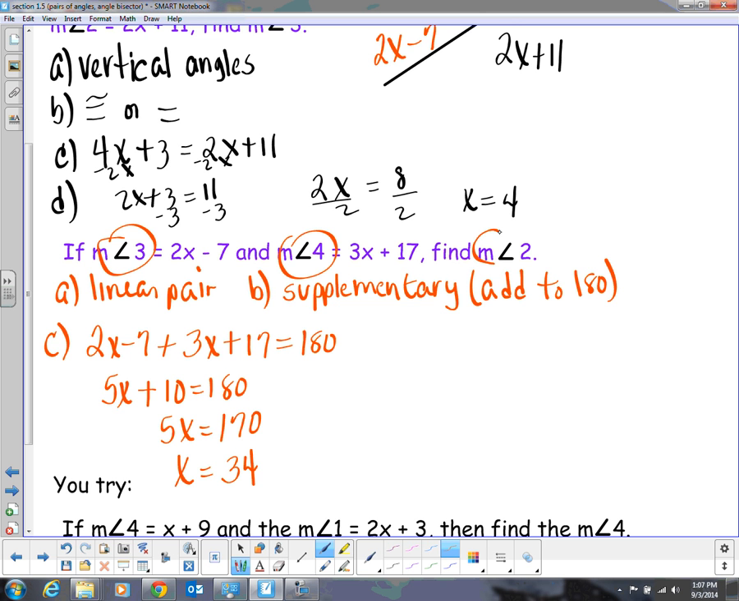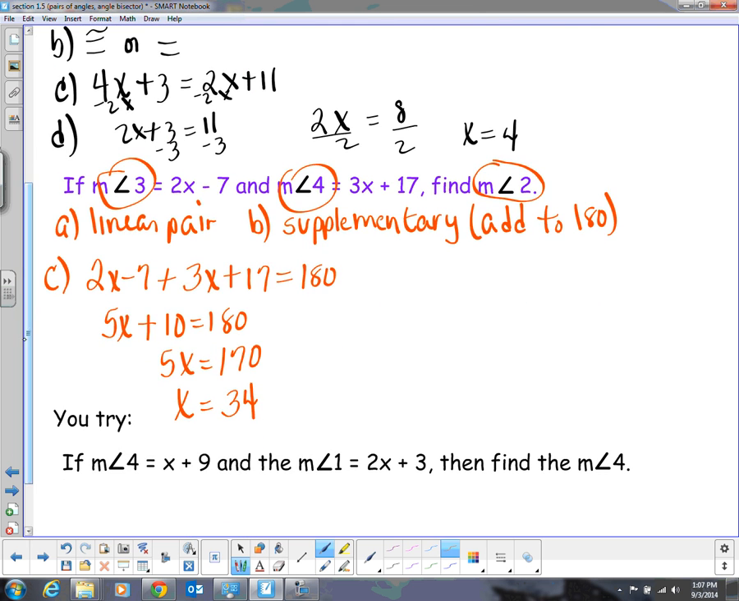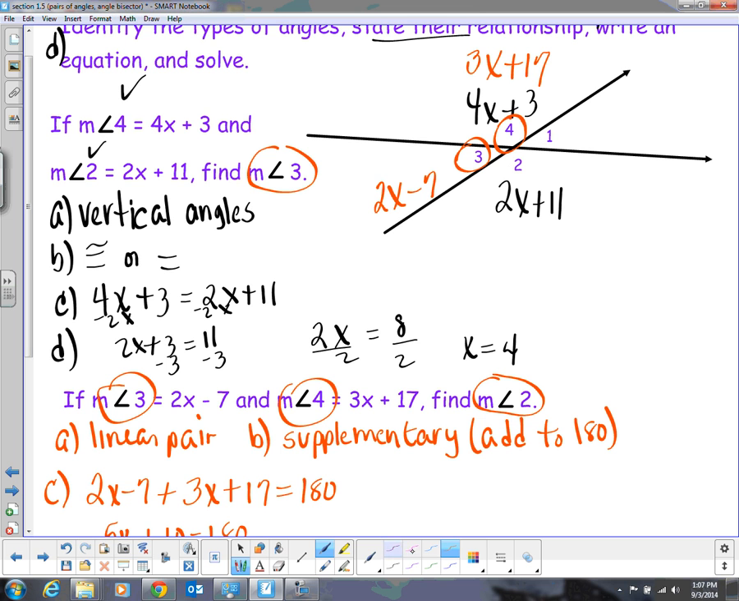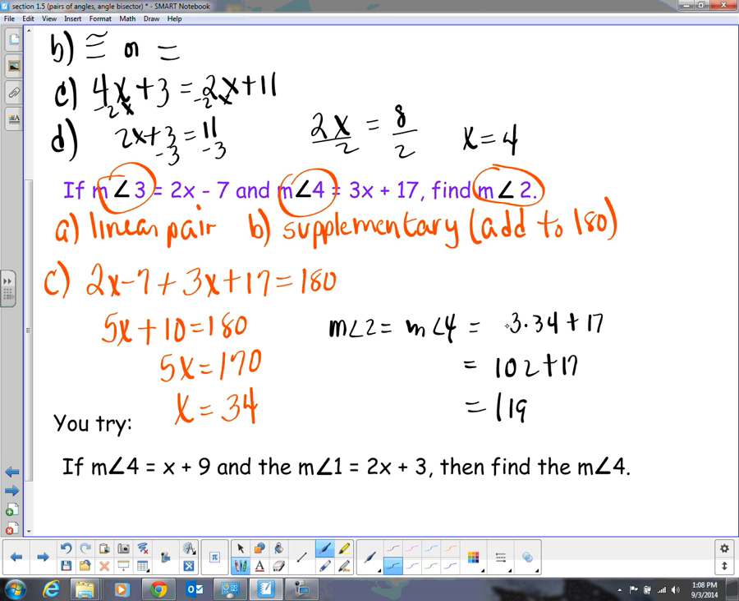Now I've asked you to find the measure of angle 2. Did I find what was requested? Well, I've got to go back. I didn't finish that problem, so let me finish this one. If I want the measure of angle 2, here's angle 2, and angle 2 happens to be vertical with angle 4. So if I use the angle 4 expression, then I've got the measure of angle 2. The measure of angle 2 is equal to the measure of angle 4. Therefore, it's going to be 3 times 34 plus 17, or 102 plus 17, which is 119.